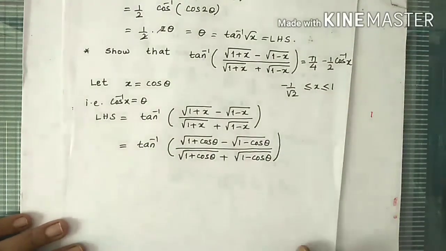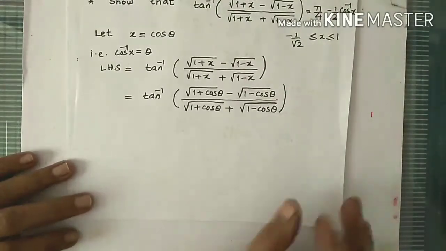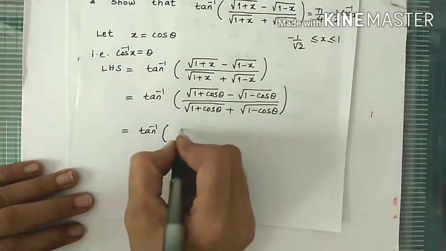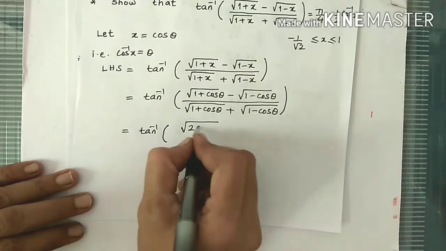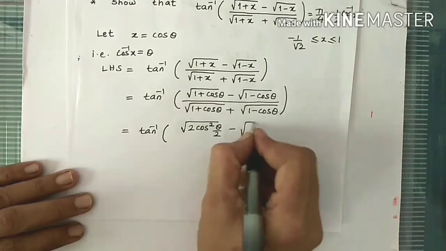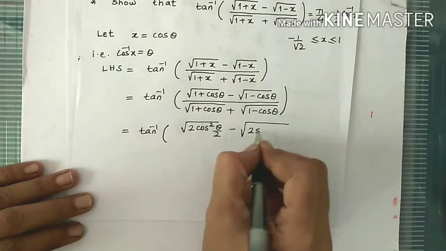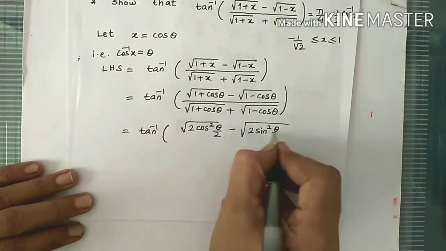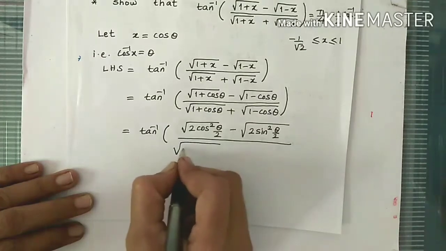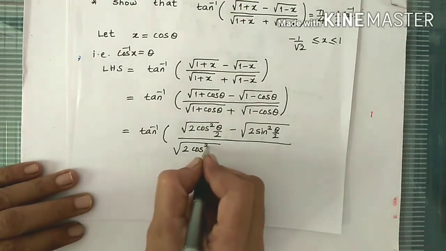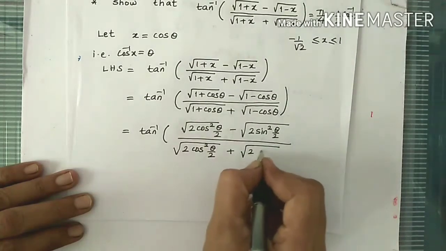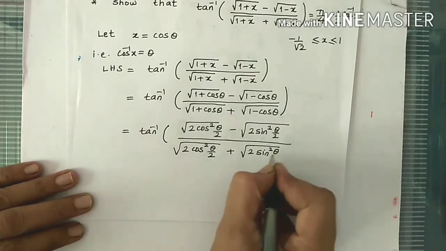Now the formula for 1 plus cos theta is 2 cos square theta by 2. So this is tan inverse of root of 2 cos square theta by 2 minus root of 1 minus cos theta, which is 2 sin square theta by 2. In the denominator also we have the same simplification. 1 plus cos theta is 2 cos square theta by 2, plus root of 2 sin square theta by 2.